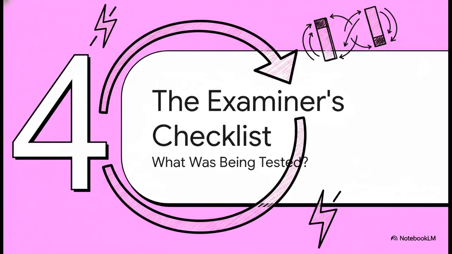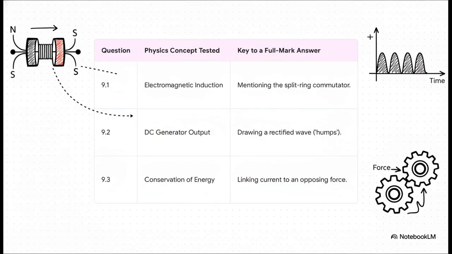So let's just pull back for a second and look at the big picture here. What was the examiner really trying to test with this single 6-mark question? You know, this summary table really shows you how cleverly this question was designed. Part 9.1 was all about your core knowledge of electromagnetic induction. Part 9.2 was about visualizing that DC output, drawing that rectified wave. And Part 9.3 was the real deep dive, testing your understanding of energy conservation, how generating that current actually requires you to do work against an opposing force. You can see how they're all beautifully connected.